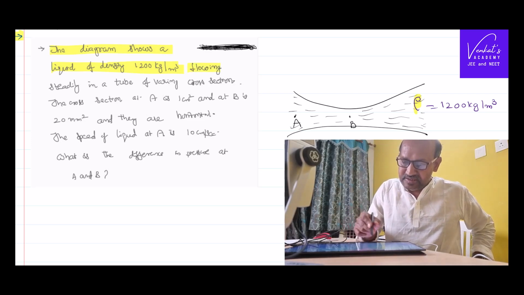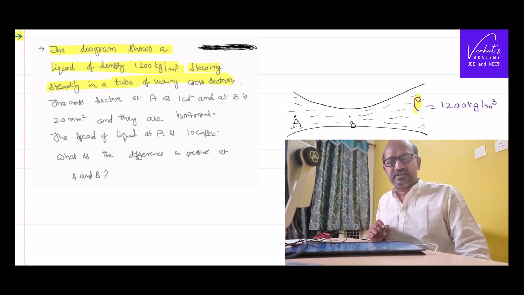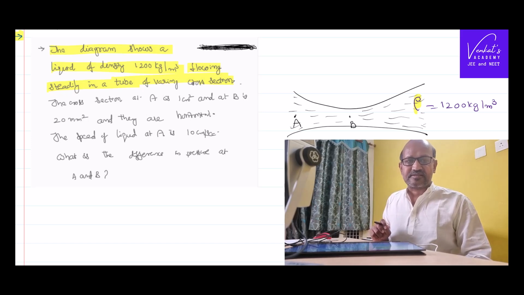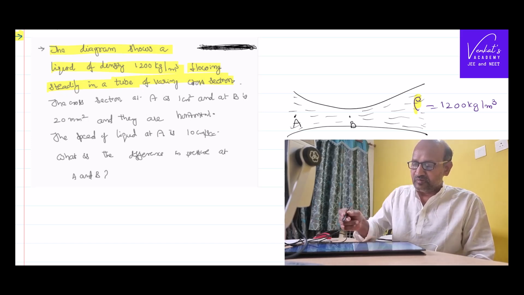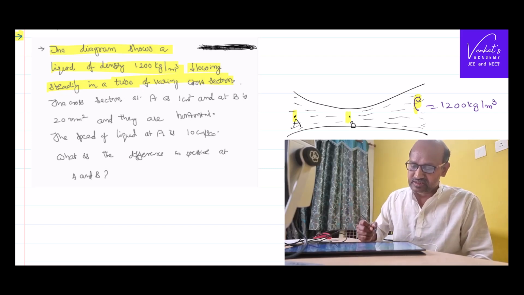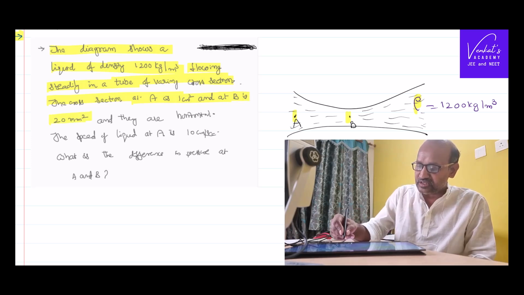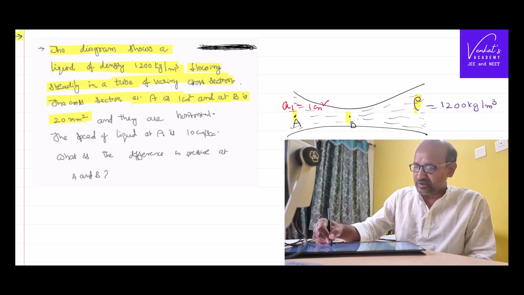It is flowing steadily, so all the conditions like streamlined flow, non-viscous, incompressible are satisfied. Varying cross section: you can clearly notice that here the cross section is more, here the cross section is less. The cross section at A is given as 1 centimeter square, and at B, area A2, it is given as 20 millimeter square. That's a smaller one.